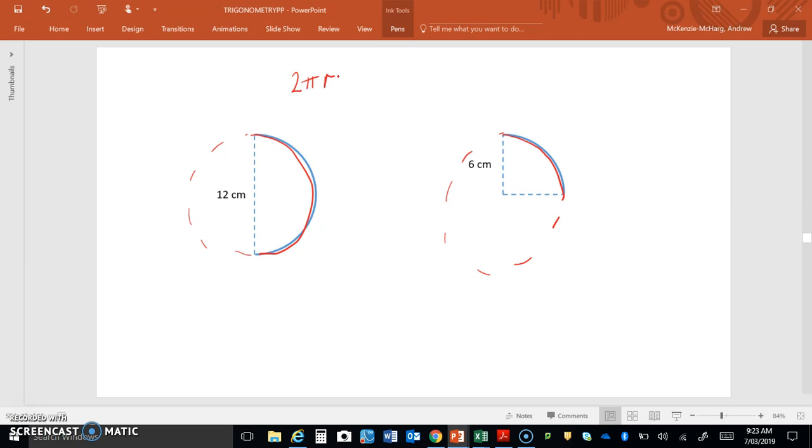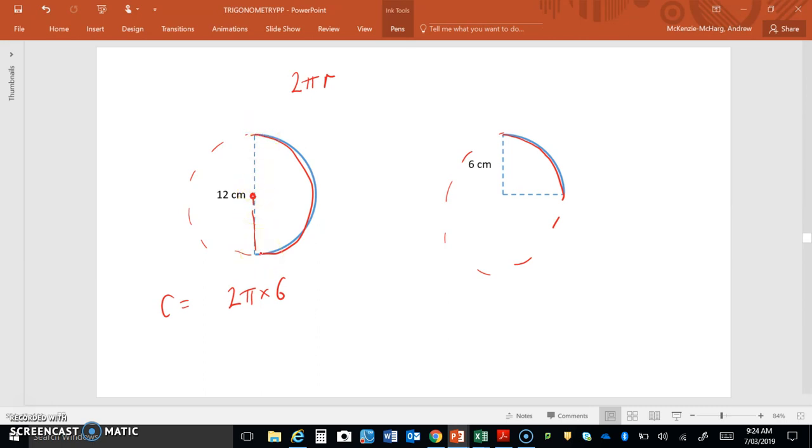So, for this circle here, if we were going to find the full circumference of that circle, we would do 2 by pi by the radius, which of course is half of this 12, so 6. That's the diameter of that circle given there, the full distance from one side to the other, but we just want to do the radius.